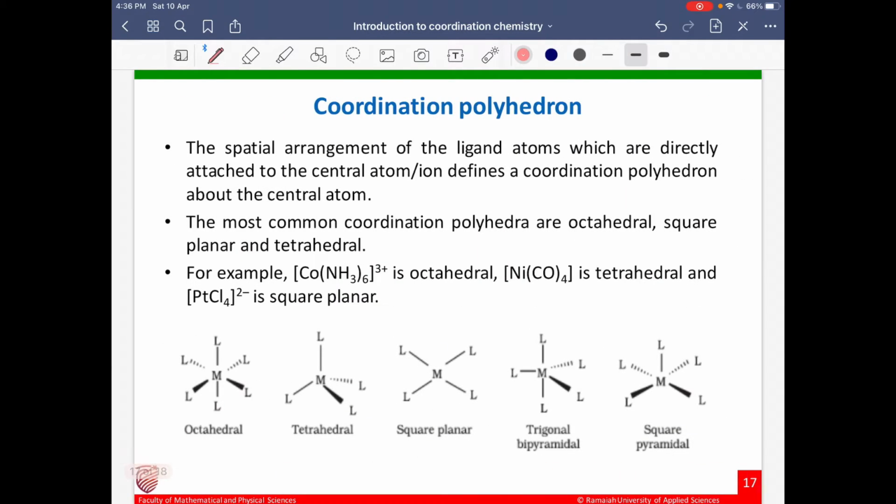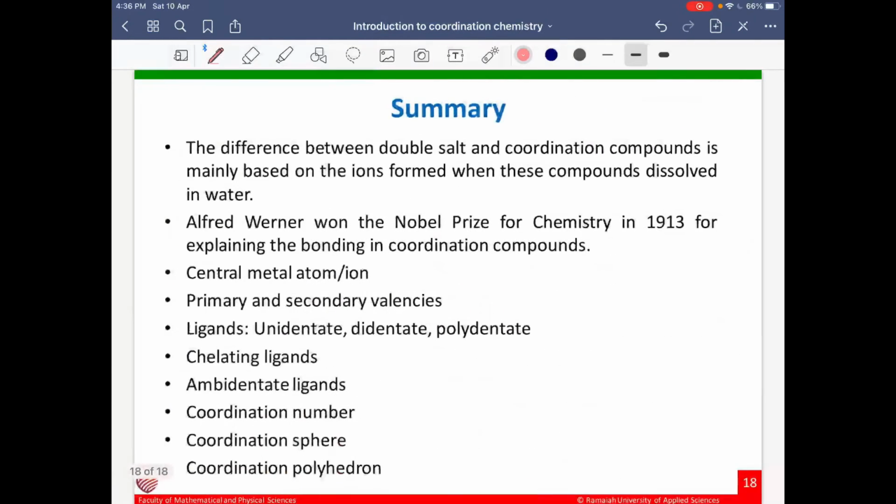So, coordination polyhedron. The spatial arrangement of the ligand atoms which are directly attached to the central atom or ion defines a coordination polyhedron about the central atom. The most common coordination polyhedra are octahedral, square planar, and tetrahedral. For example, [Co(NH3)6]3+ is octahedral, Ni(CO)4 is tetrahedral, and [PtCl4]2- is a square planar complex.